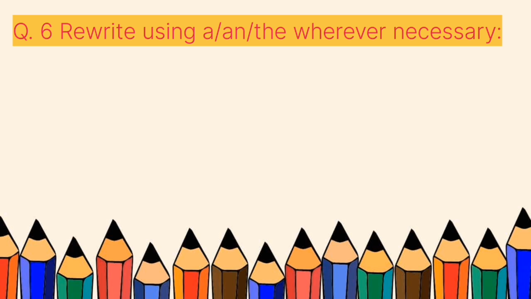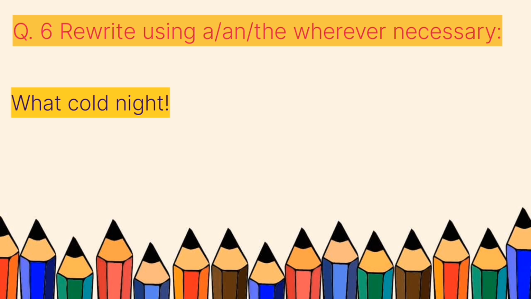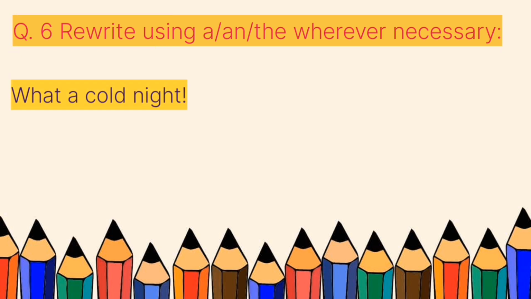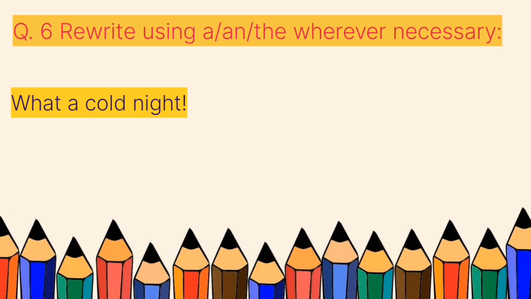Next example: what cold night? The answer is, what a cold night. The article a is used to refer to a non-specific instance of a cold night. The noun cold night begins with the consonant sound C. So, the article a is used.